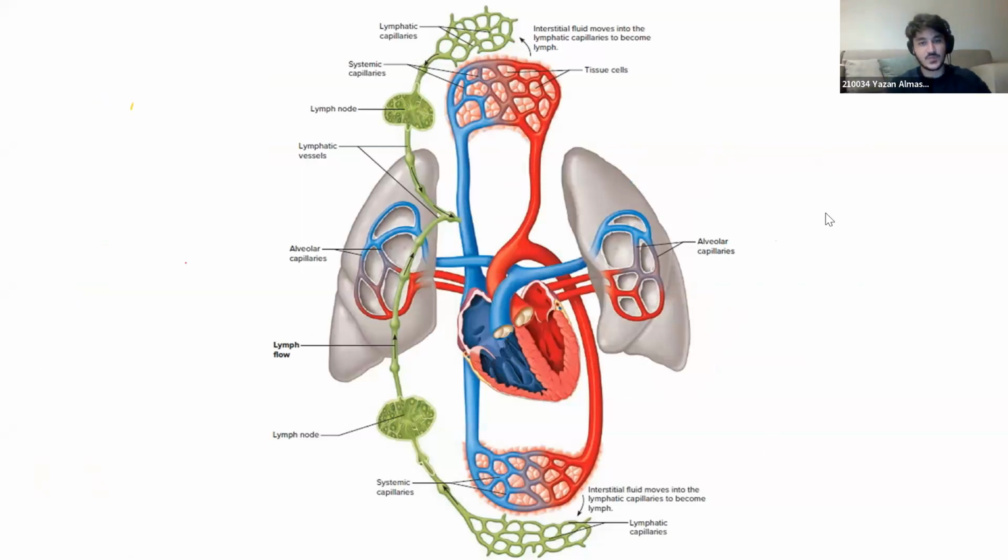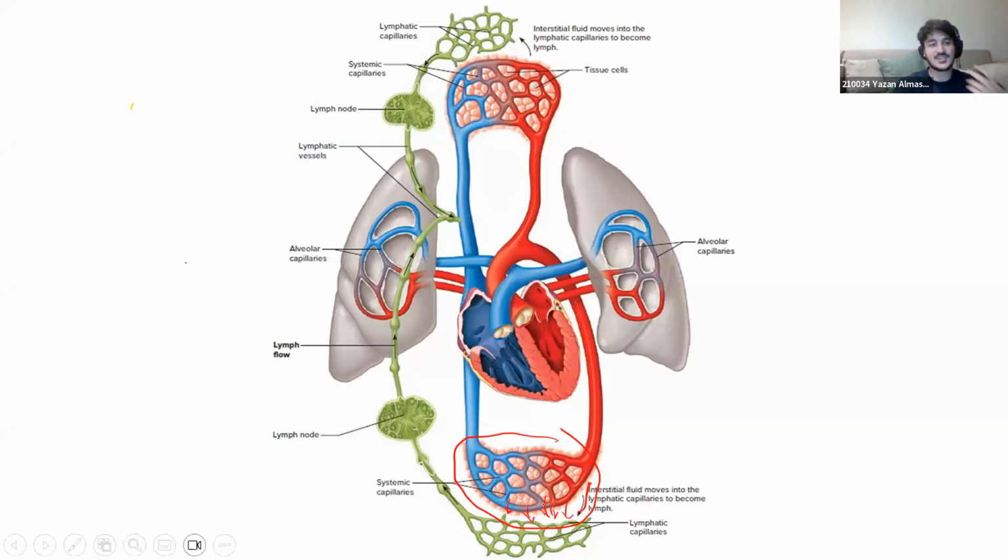So here is the lymphatic system. The green is the lymphatic system. So what happens is we have these things known as capillaries. Do you guys know what a capillary is? Or did you not get taught what a capillary is? Yes, okay, perfect. Now in the capillaries, some of the fluid will leak out.